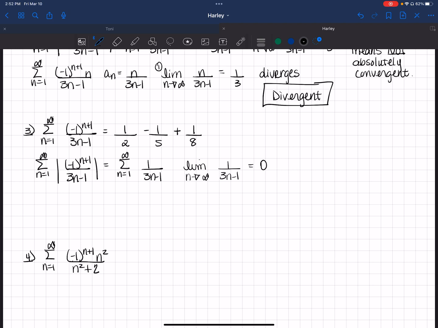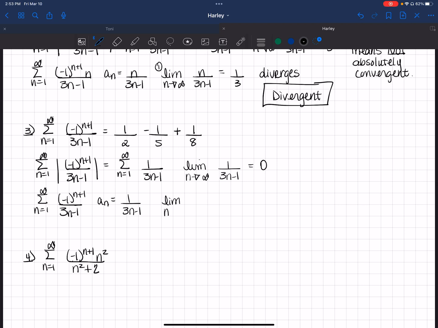Let's deal with that alternating series part for the conditional convergence. I have the summation of n equals 1 to infinity, of course, of negative 1 to the n plus 1 over 3n minus 1. If I remove that alternating portion, a sub n is going to equal 1 over 3n minus 1. This has to meet 2 criteria. Both of them have to be met.